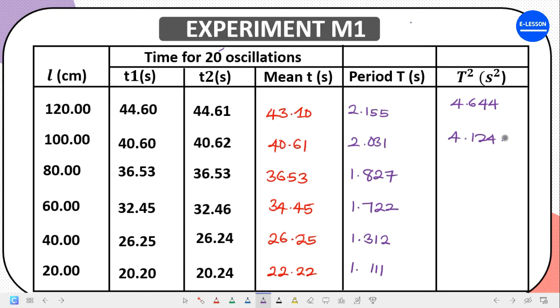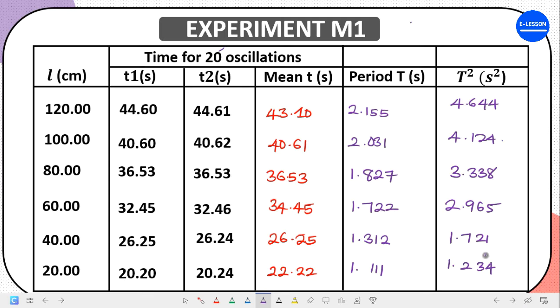4.124, right? 4.125. 1.827 squared will give us 3.338, right? 3.338, all to first significant figure. 1.722 squared gives us 2.965. So this one gives us 2.965. And then you continue the process for the rest of them, and you're going to get the following.